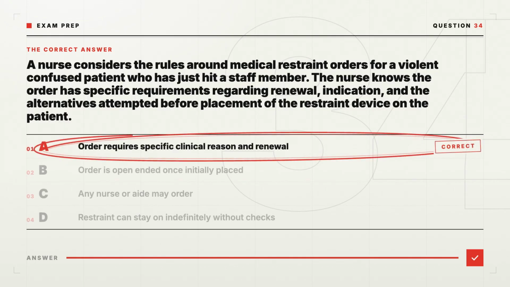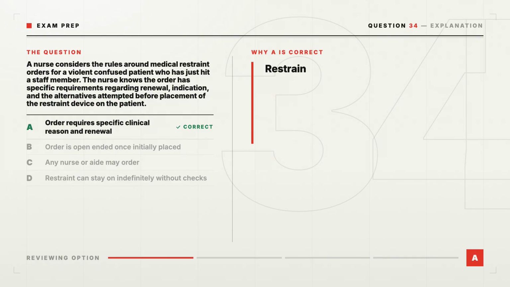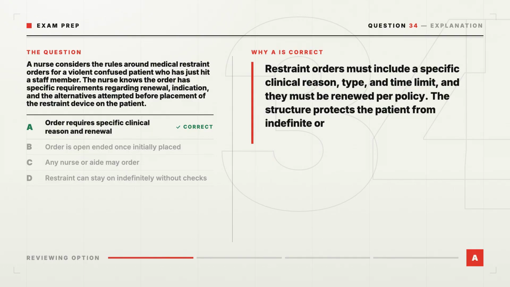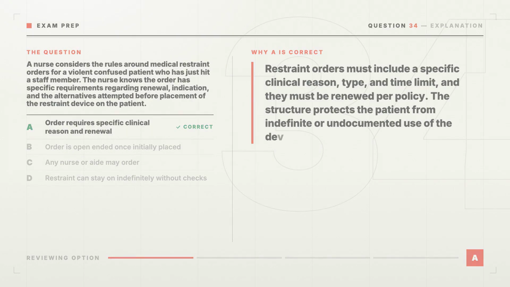The correct answer is A. Order requires specific clinical reason and renewal. A is correct because restraint orders must include a specific clinical reason, type, and time limit, and they must be renewed per policy. The structure protects the patient from indefinite or undocumented use of the device.